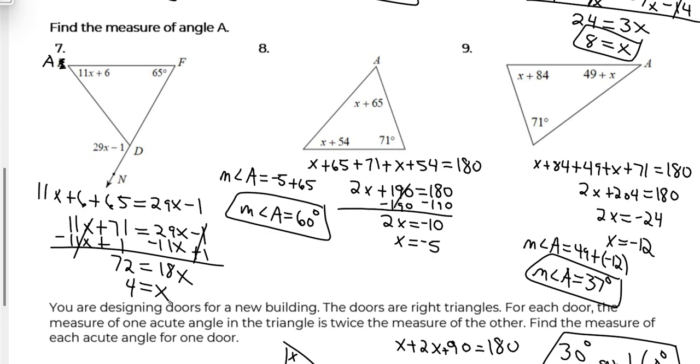Now, we're halfway done. If you ended here, you wouldn't get full credit for the question. We need to plug this x value in and evaluate for the measure of angle A. So the measure of angle A is equal to 11 times 4 plus 6, which is 44 plus 6. So the measure of angle A is equal to 50 degrees.